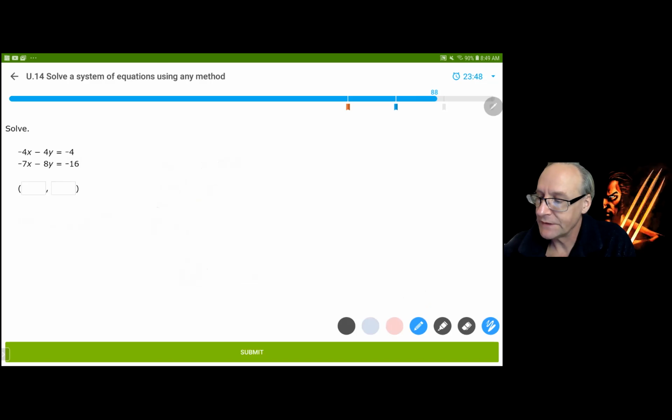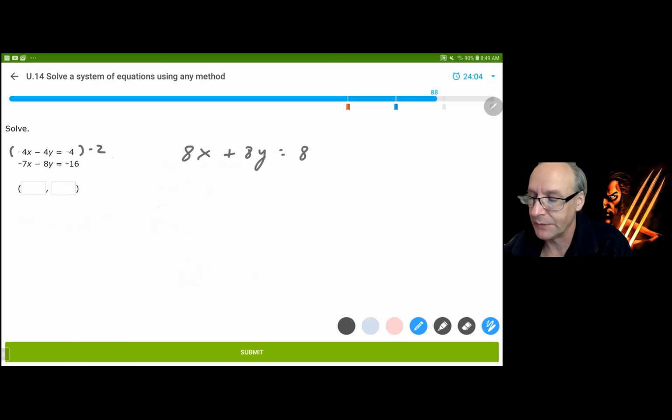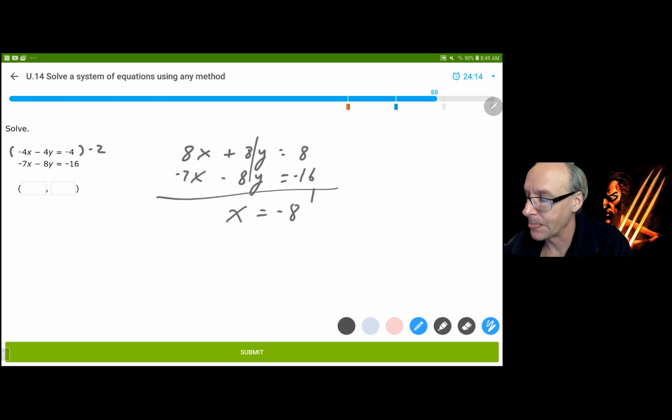Now I'm going to multiply the top by -2. Hopefully you can see why I chose that. And I'm going to go ahead and multiply it and add it all. You know what? I'm going to go ahead and write it. There's a reason. 8x plus 8y is equal to 8, isn't it? I multiply by -2. And I get -7x minus 8y equals -16. And you get x equals -8.